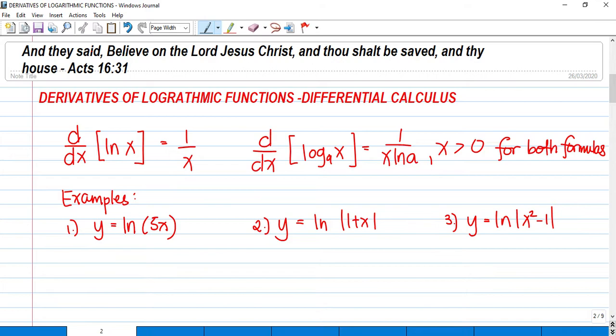In order for us to differentiate functions involving logarithmic functions, we have to first familiarize ourselves with, or at least memorize, the formula for differentiation of a logarithmic function. So for example, if we have to get the derivative of ln of x, that is simply 1 over x, for x greater than 0, okay? So we'll be using this formula.